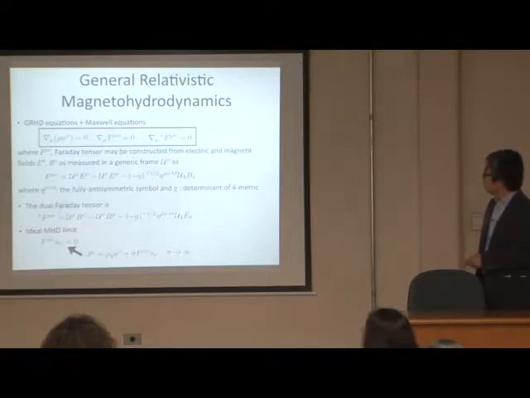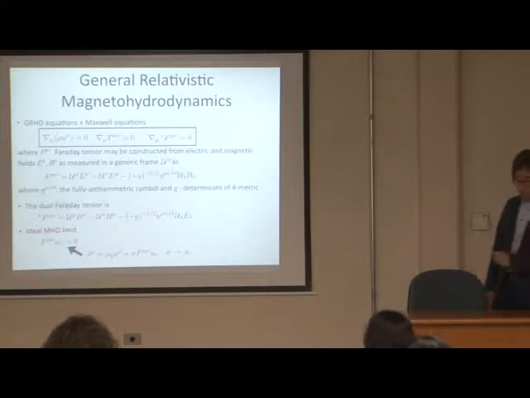Then the ideal MHD limit comes from F mu nu U nu being equal to 0. This is the same ideal MHD limit because the current is written as constant, and then sigma equal to infinity, so this just drops off and goes to 0. This is one of the conditions of the ideal MHD limit.